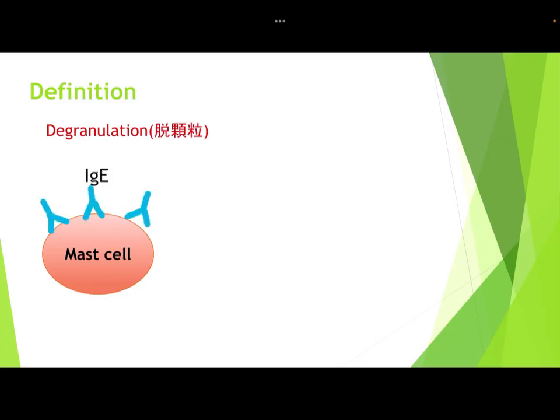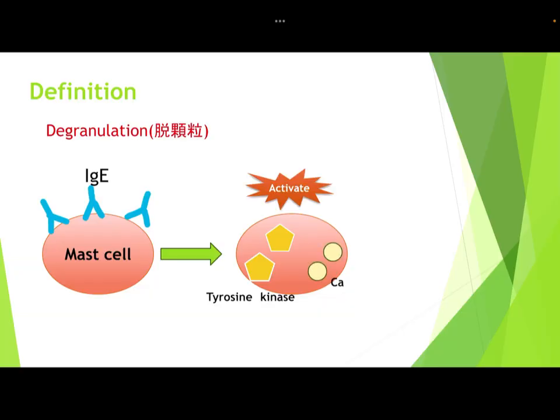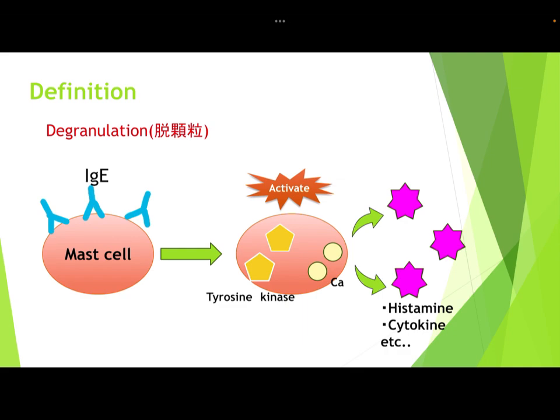When IgE binds the mast cell, tyrosine kinase is activated, increasing calcium ion concentration, which triggers degranulation and the release of histamine, cytokines, and other substances.